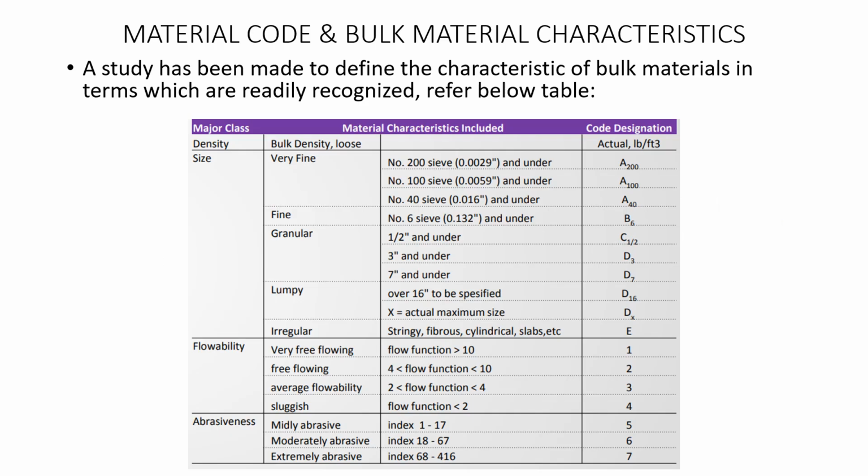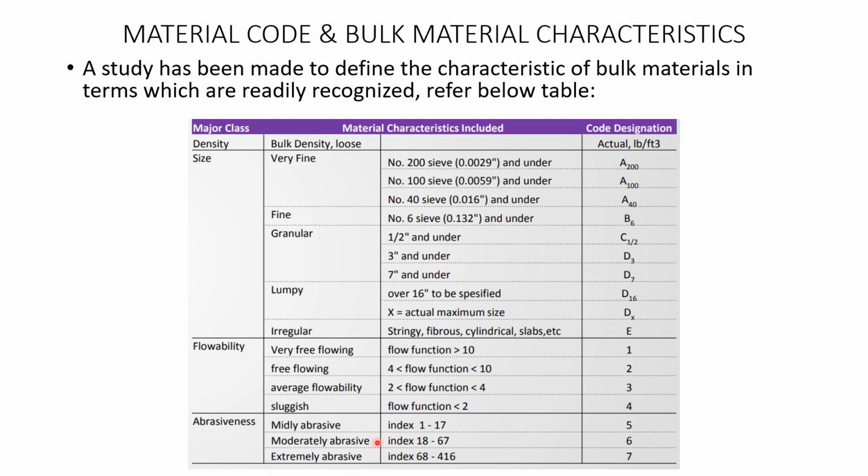So moving ahead, material code and bulk material characteristics. I have put a table over here. This is from the CEMA standard. I have taken a small example from the CEMA standard. They have defined the material characteristics depending upon the material. They have defined based on the bulk density, if it is very fine, granular, lumpy, or irregular. Or if it is based on the flowability, they have defined very free flowing, average flowability, or sluggish, and also based on the abrasiveness.